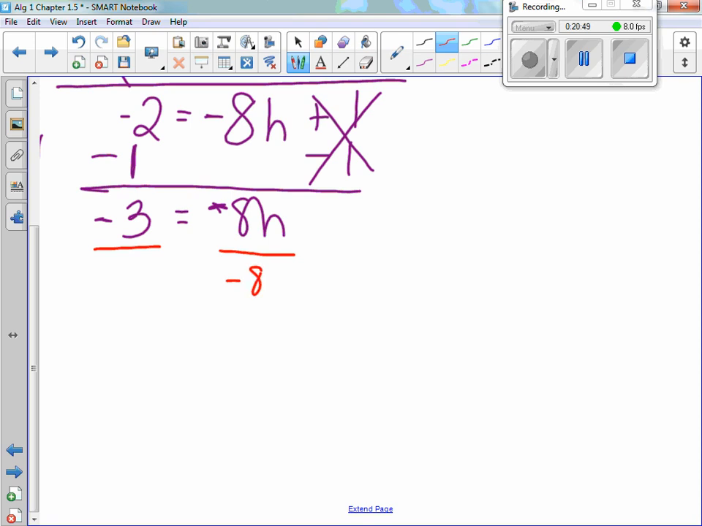Negative 8. Because we're trying to get what by itself? So what's with h? So we're going to divide both sides by negative 8 so that I get h by itself. Because negative 8 divided by 8 simplifies to 1. We can type this in the calculator and see what we get. Negative 3 over negative 8. 0.375. So what's it as a fraction? So if you do the little buttons or the arrows.